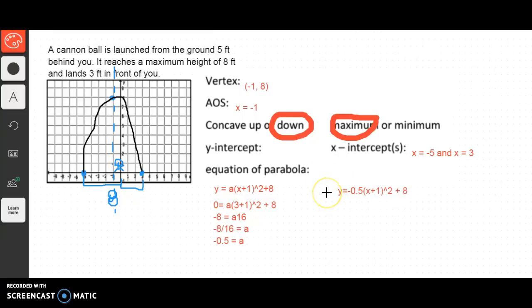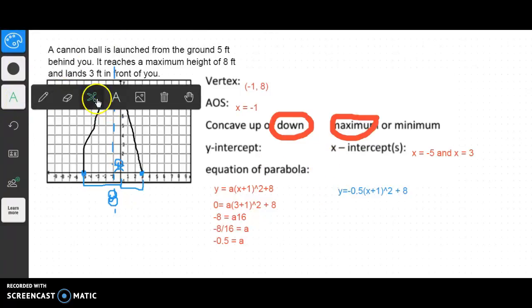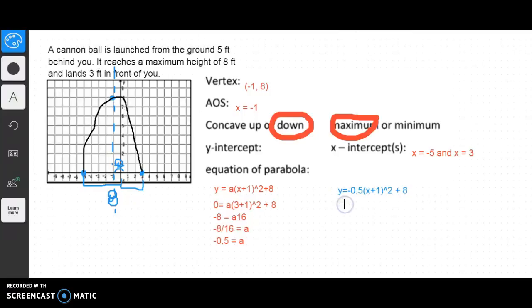Okay, now that I have my actual equation, I can find my y-intercept by plugging in 0. So I'm going to change colors here and plug in 0 for x: -0.5 times (0 plus 1) squared, plus 8. Okay, so again, I'm plugging in 0 for my y-intercept, and when you do that, you get 7.5. So now I can go over here and say that my y-intercept was at 7.5.